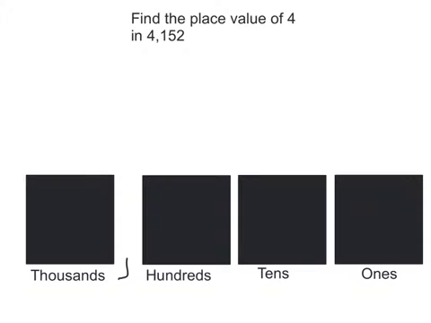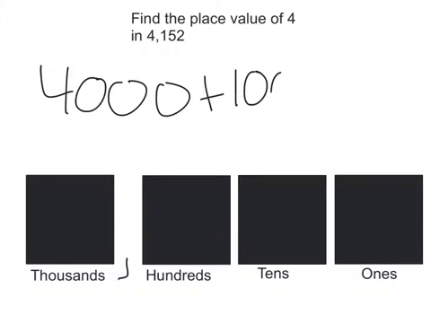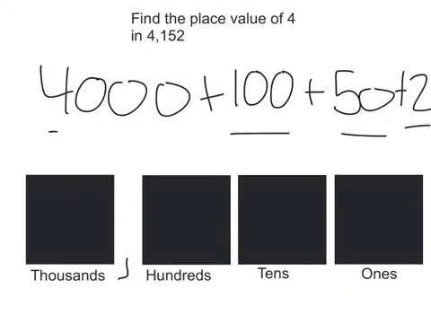So let's try a little bit of a trickier one here. Let's say we have the problem, find the place value of 4 in 4,152. So not to worry, we just have an extra thousands. So now instead of having just the hundreds, tens, and 1 spot, we now have the thousands, hundreds, tens, and 1 spot. And so let's dive into this. So the number 4,152 can be written as 4,000 plus 100 plus 50 plus 2.